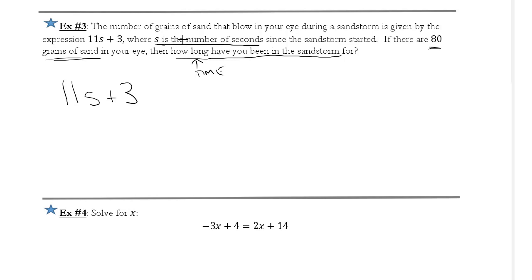So we can take that information, and say the question is really asking us to solve for s, right? And we're going to solve for s when this expression 11s plus 3, which represents the number of grains of sand, equals 80, because it's saying if there are 80 grains of sand in your eye. So 11s plus 3 equals 80. We can solve this using inverse operations. We can also solve it, let's just solve it really quickly using structure.